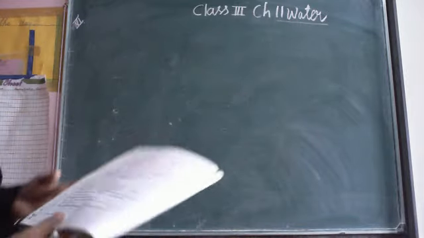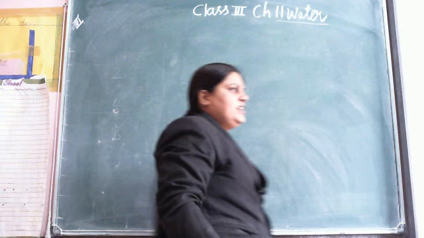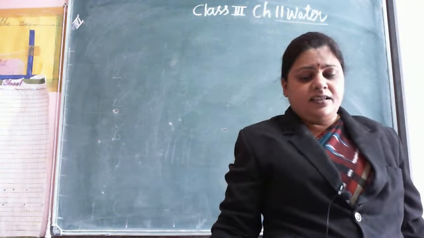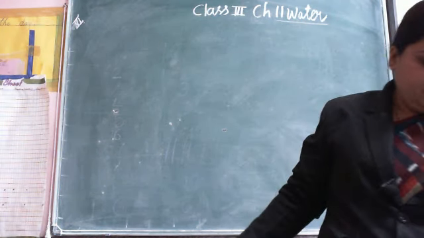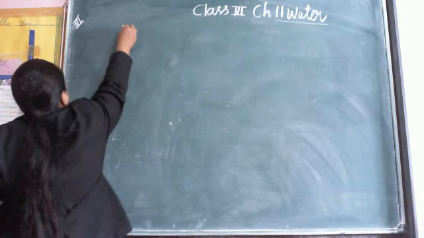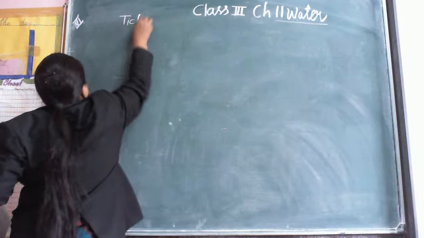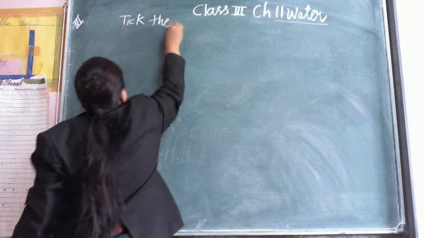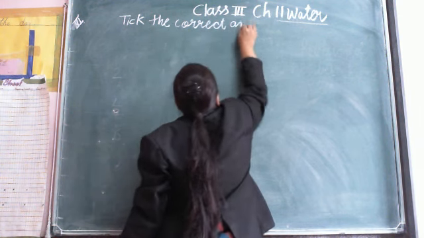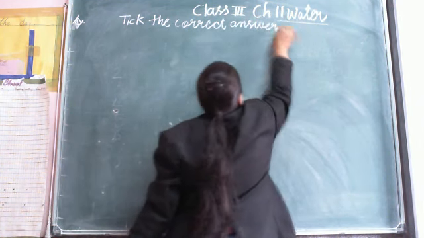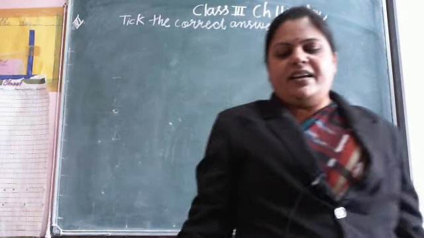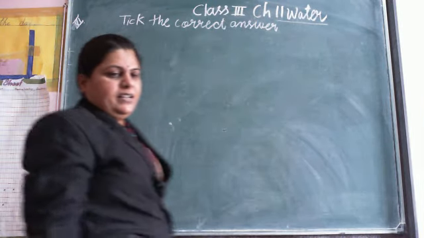This one, right? So, I am hoping that everybody has the EVS notebook, pencil and eraser in hand and you will do it with me. So, shall we start? Okay. So, let's start the exercise. Exercise number 1, take the correct answer. Take the correct answer means here 3 answers are given, 2 are wrong, 1 is right. So, we will choose the right one.